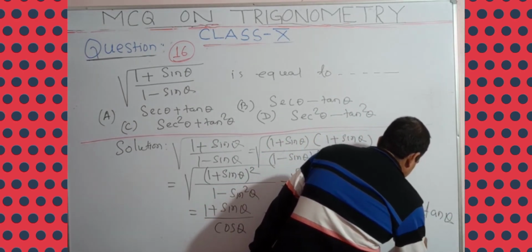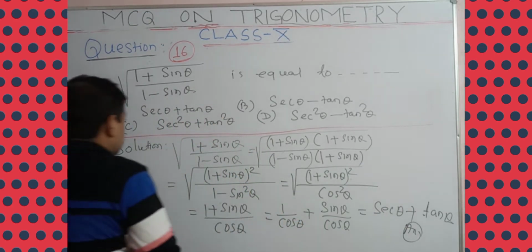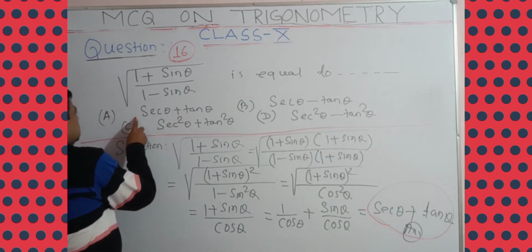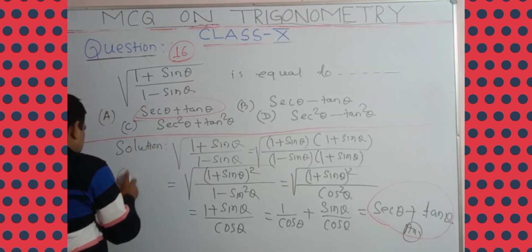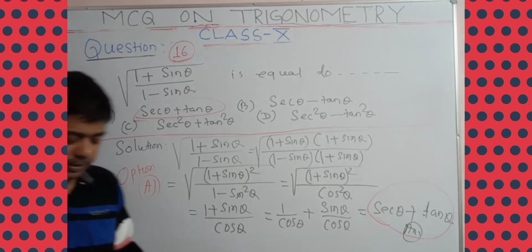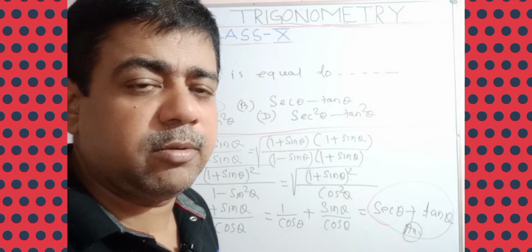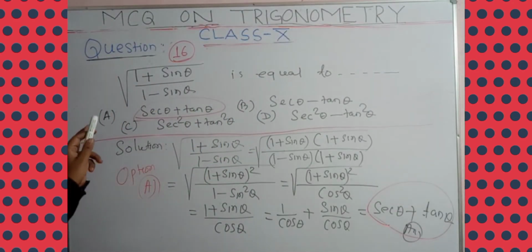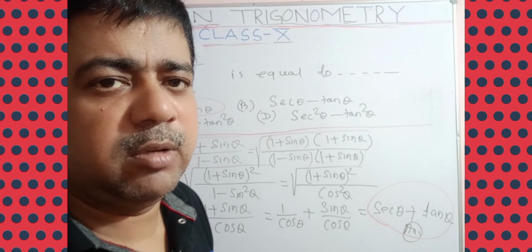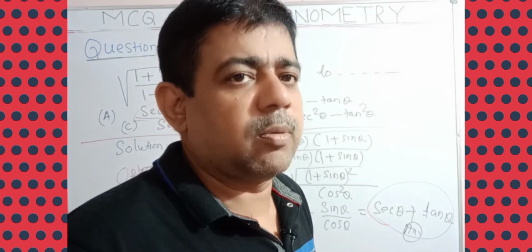This is the required value, and which is the correct option here? We got the value sec theta plus tan theta, so A is the correct option, option A. If this type of problem comes, just remember to multiply the rationalizing factor of the denominator in the numerator as well as the denominator, and simplify using the suitable identity and also the suitable formula.